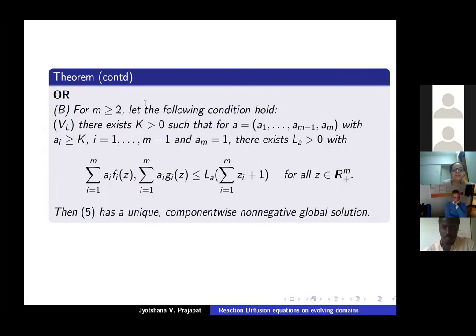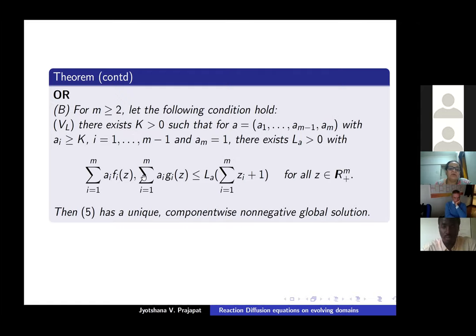for any m, if this condition, what is called VL, holds, there exists K such that for this particular vector with a_m equal to 1, and all these a_i's greater than or equal to 0, there exists L_A greater than 0 with this property: a linear combination of f_i as well as a linear combination of g_i is less than this particular sum, then the system has a unique component-wise non-negative global solution. So for m equal to 2, if we assume that one of the components is bounded, we are able to arrive at global existence. And in general, for any m greater than or equal to 2, if we assume this, we are still able to arrive at global existence.